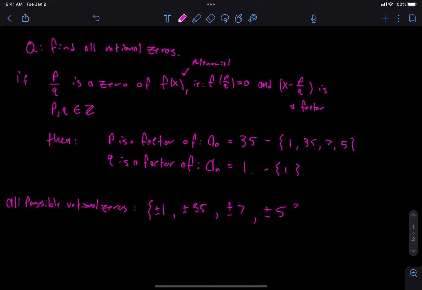So this is the set of all possible rational zeros. Now there are 8 numbers in this set. We know that they're not all zeros of this function. Why do I know that all 8 of them can't be zeros of this function?